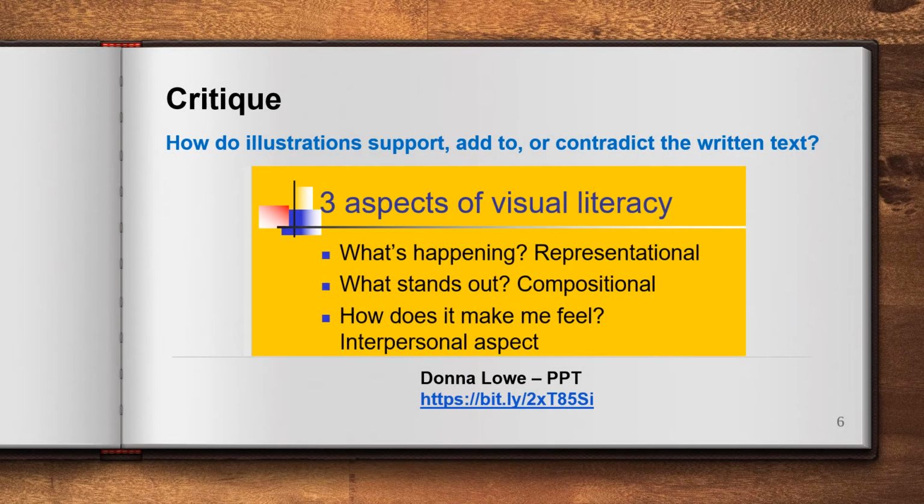We don't just critique writing, we also give our opinion on illustrations and diagrams and the visual layout of a text. And I strongly recommend that you take a look at this PowerPoint by Donna Lowe because she's got some really good information about illustrations, and that will help you to give some good opinions.